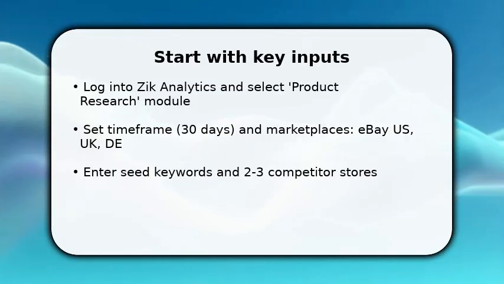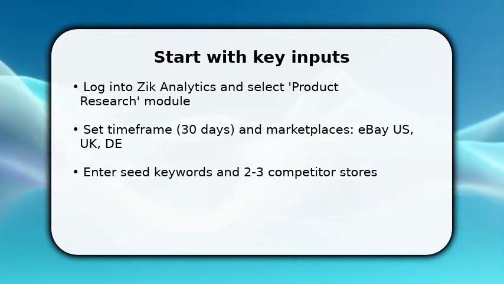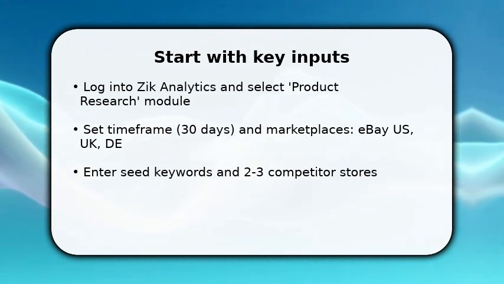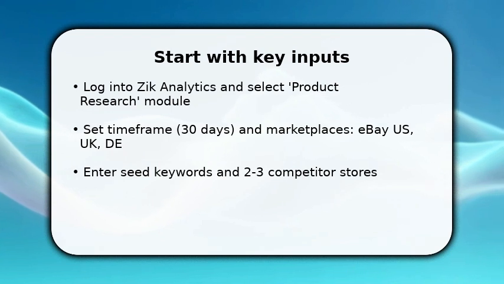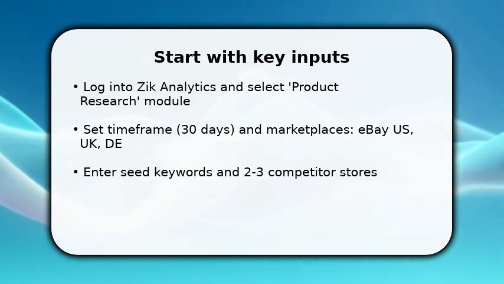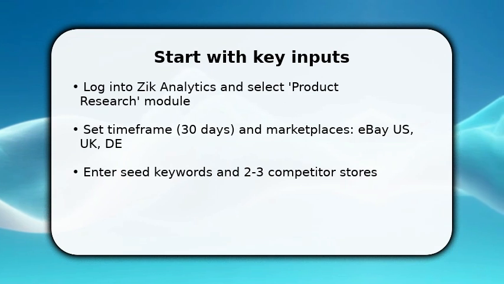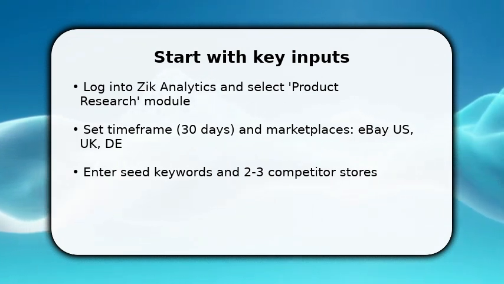You begin by gathering the minimal essentials: account access, a clear 30-day time frame, and 2-3 seed keywords. Once logged into Zik Analytics, choose the product research module and set marketplaces to the ones you sell in. Next, input competitor store URLs or ASIN-like identifiers to pull real-world listings. This first step primes the algorithm.